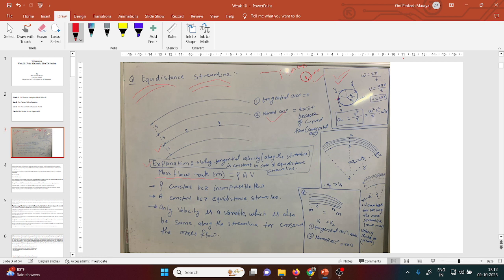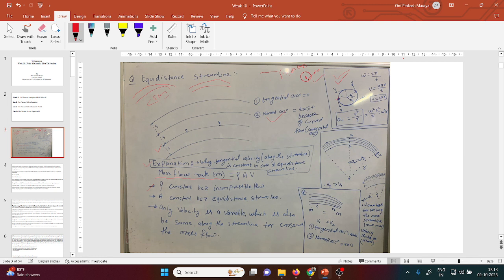So here the flow was steady in that question. The first question was steady and parallel, that is, equidistant streamlines. So what is constant? Rho is constant because water is flowing, or maybe another liquid is flowing. A is constant. Why is A constant? Because of the equidistant streamlines, there is no change in A. Only velocity is a variable, which is also the same along the streamline.